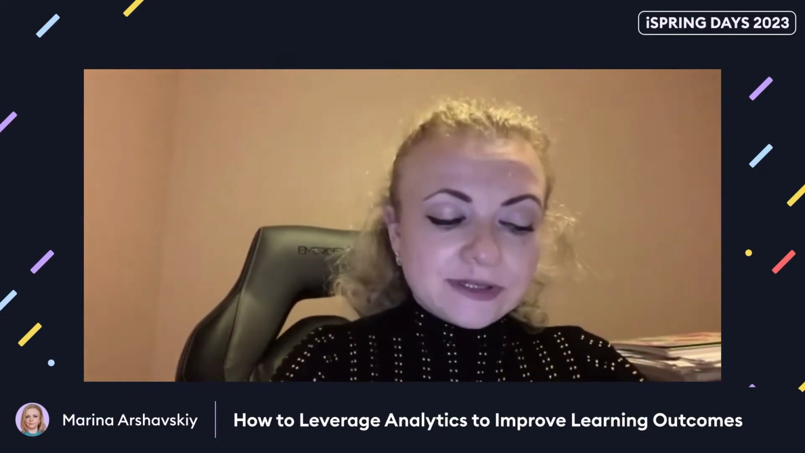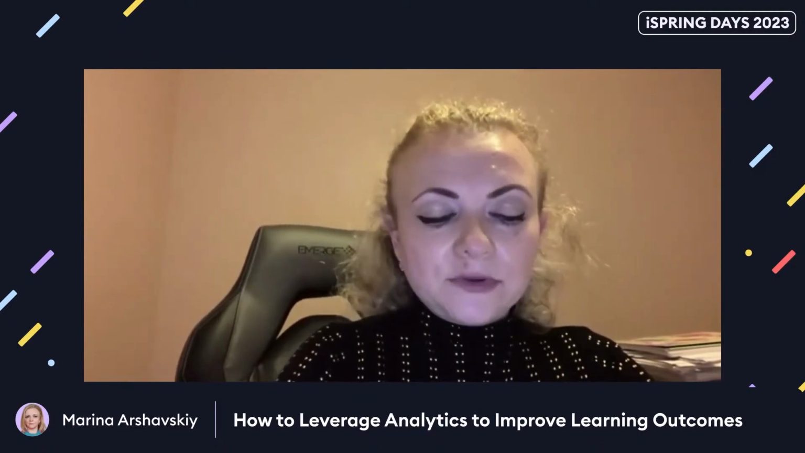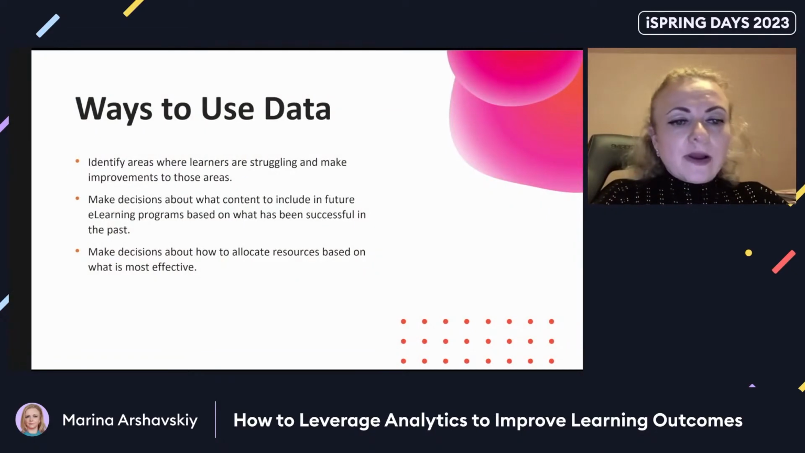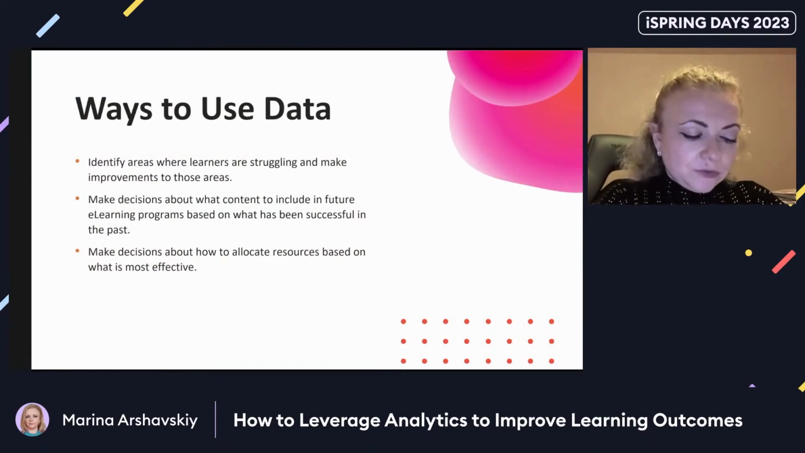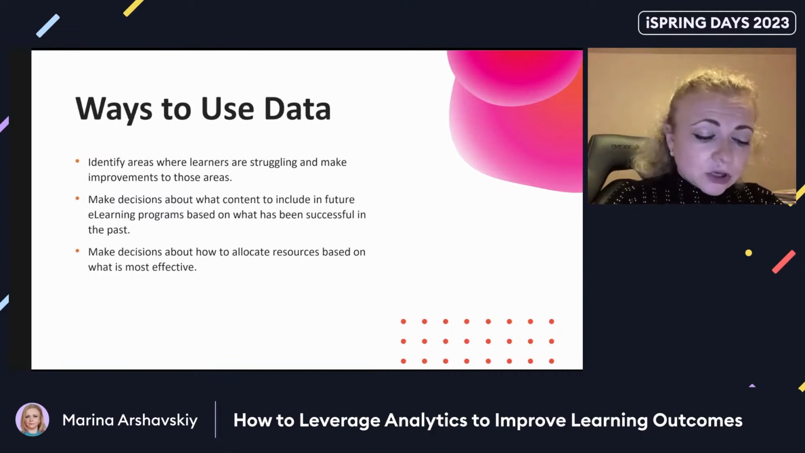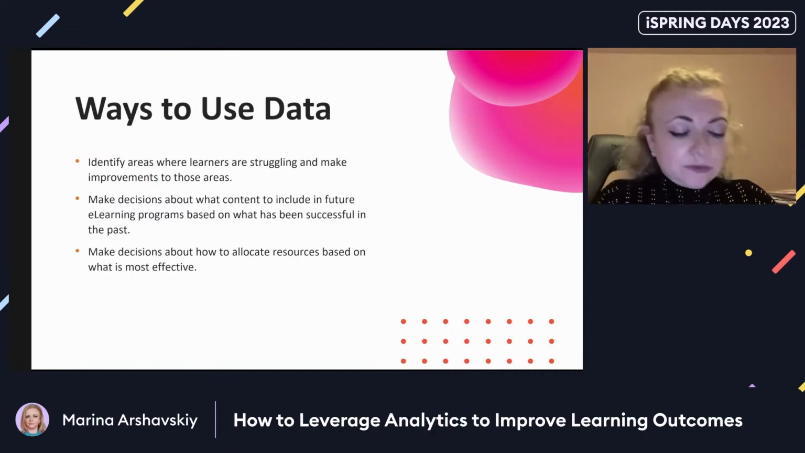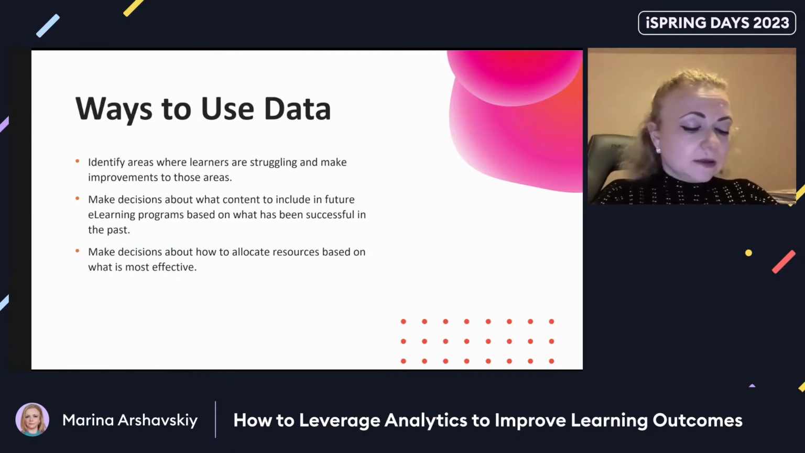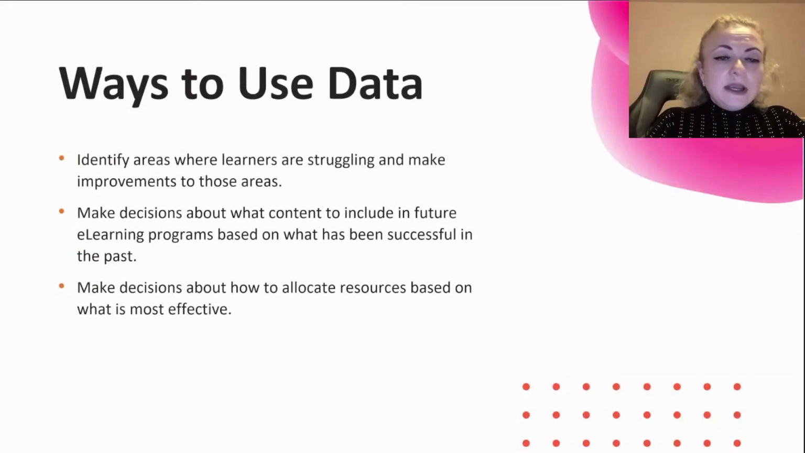Once you've analyzed and interpreted your data, it's time for you to make data-driven decisions. I'll talk about just some ways that you can do that. You can identify areas where learners are struggling and make improvements in those areas, obviously. For example, if the quiz scores are consistently low for a particular module, you may then revise that module to make it more effective.